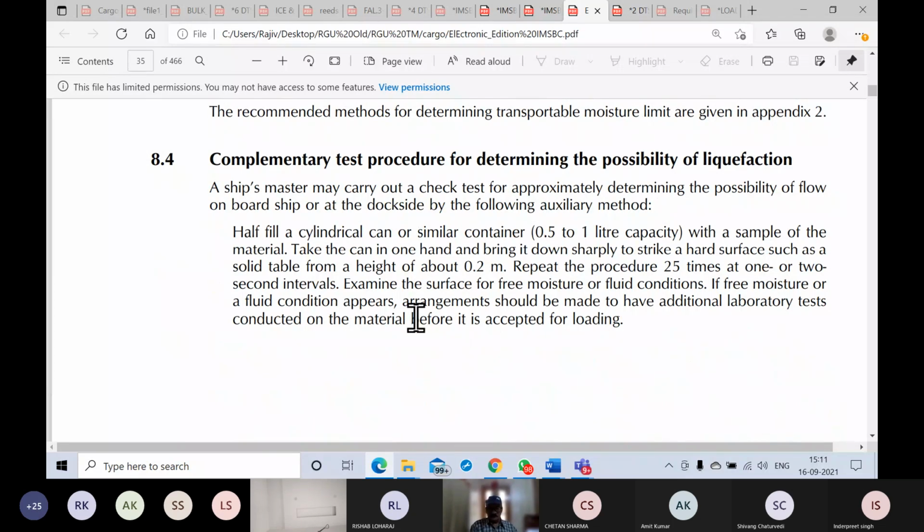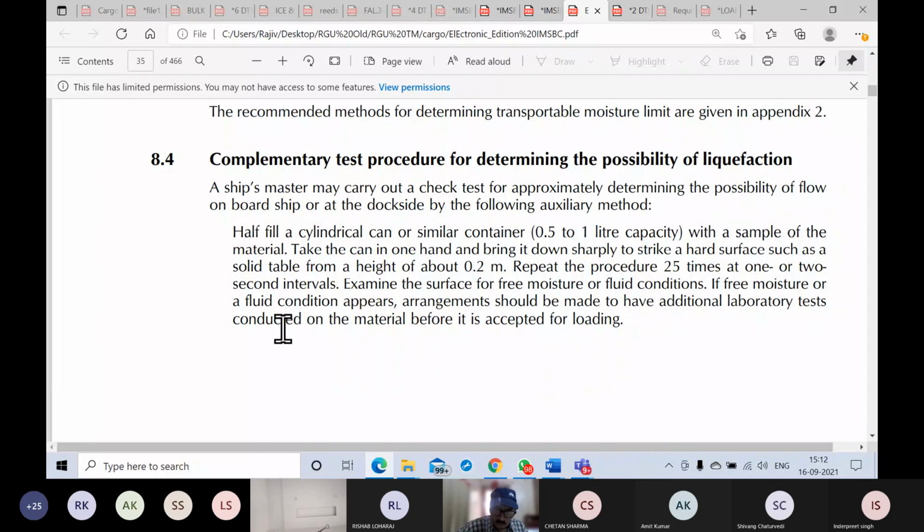Have a look at this. Please understand and believe me, I have done this one, the complementary test procedure. When I was refused the MSTS and I was in doubt, I had to carry this out. I have actually done it, so it is not something hypothetical, it can be done. Have you ever heard of this, or have you ever undergone this one?